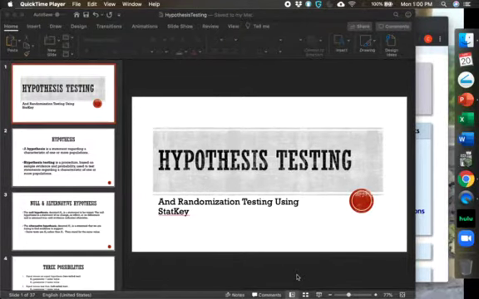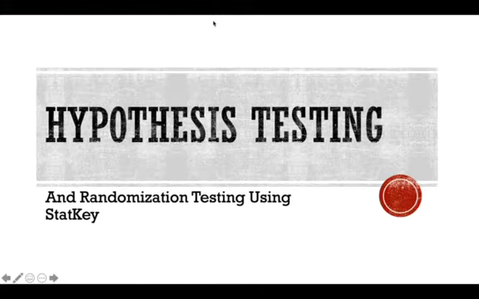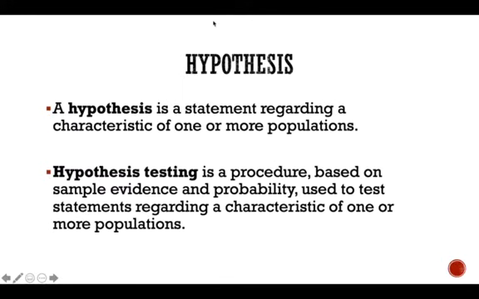Let's get started. Hypothesis testing and randomization testing using StatKey. First, a hypothesis is a statement regarding a characteristic of one or more populations. We're going to discuss population proportions, population means, the difference between proportions, the difference between means, similar topics to what we discussed with our bootstrap confidence intervals.